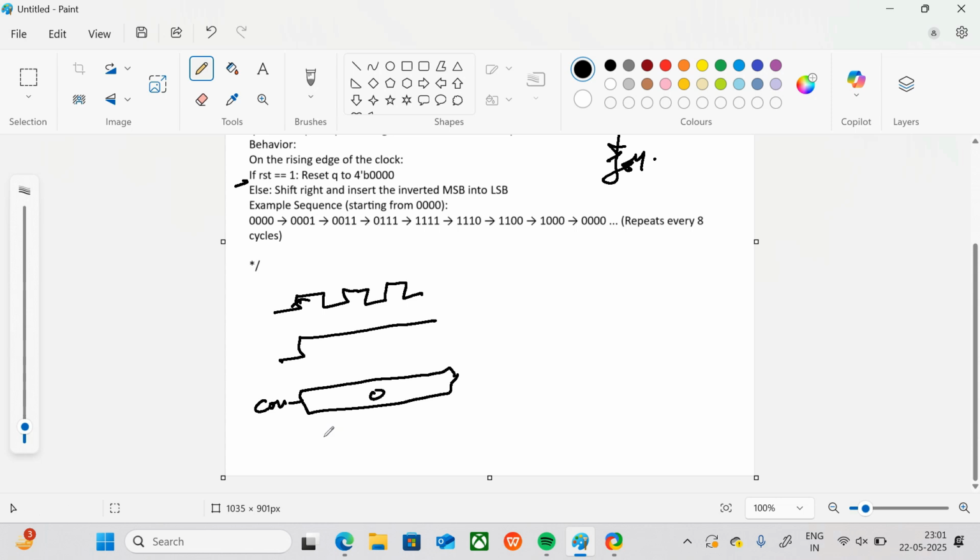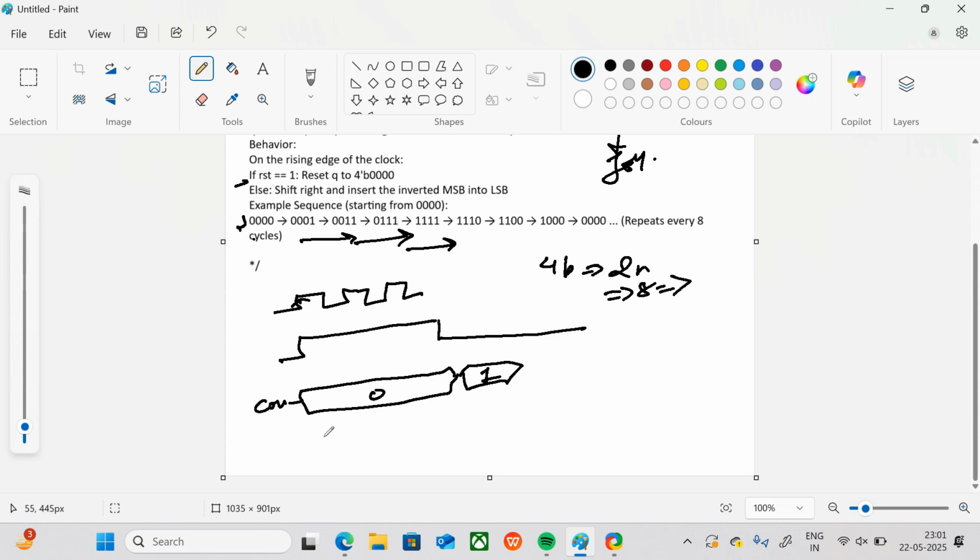Here it is 0, and whenever your reset goes low, then you can increment your count. In a Johnson counter, if you have a 4-bit number, the total number of possible states is 2 times 4, so in total you have 8 states. First it goes from 0 to 1, then it goes to 3, then it moves to 7, and so on. So this is how our Johnson counter will look. First we will implement its RTL code and then we will implement its verification code. So let's start the implementation of the RTL code.